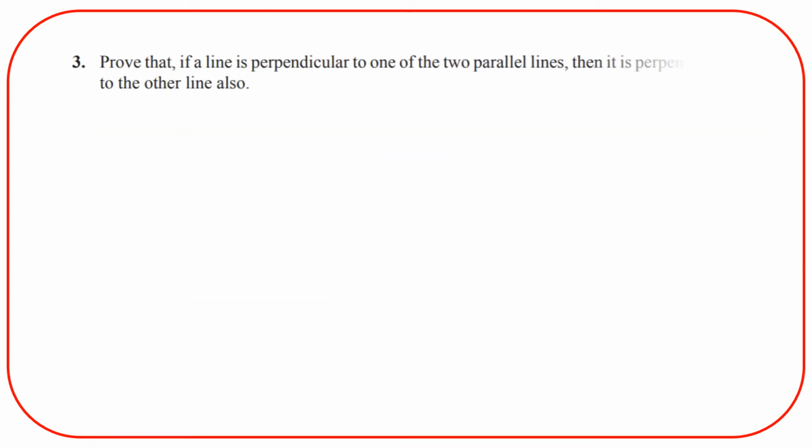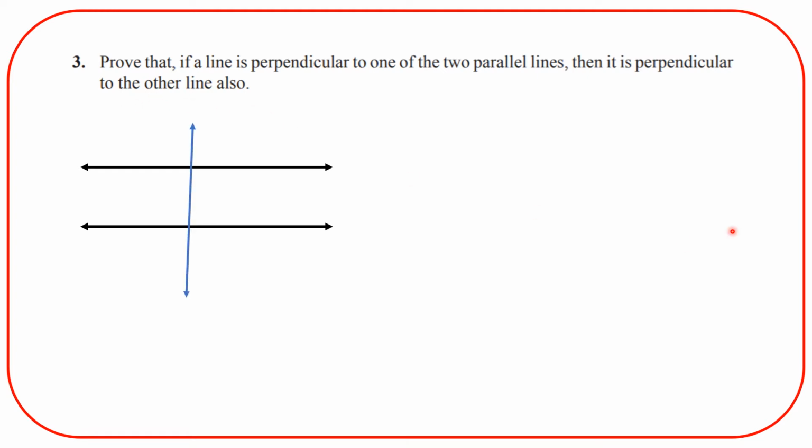Third question: prove that if a line is perpendicular to one of two parallel lines, then it is perpendicular to the other line also. So here we draw two parallel lines. We draw a line perpendicular to one line, that is, line L parallel to line M, and line N is perpendicular to line L. This is angle A and here we take another angle, this is B.